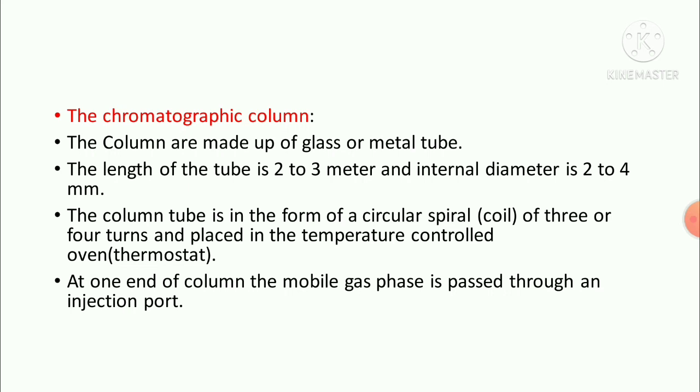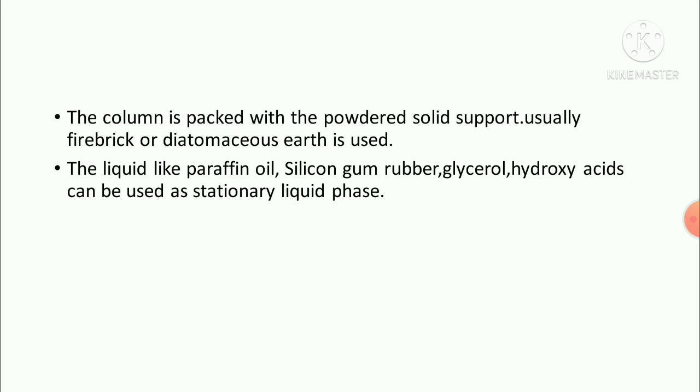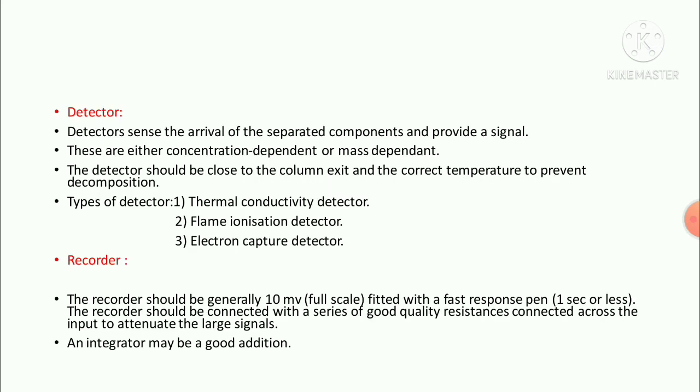In the chromatographic column, the column is in the form of a circular spiral, that is in the form of a coil, and it has about 3 or 4 turns. This coil is placed in a temperature controlled oven, that is a thermostat. At one end of the column, the mobile gas phase is passed through an injection port. The column is packed with a powdered solid support. Usually firebricks or diatomaceous earth is used as a solid support. Liquids like paraffin oil, silicone gum rubber, glycerol, hydroxy acid can be used as a stationary liquid phase.